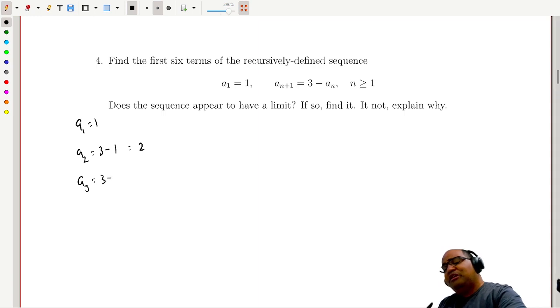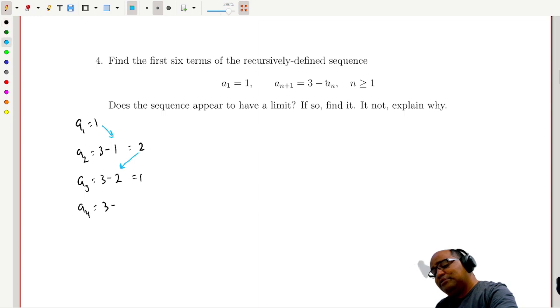A3. We're going to have 3 minus the previous term, 3 minus 2. You see how we're just plugging in all the previous information? So 3 minus 2 is 1. Now let's look at A4. 3 minus the previous term, 3 minus 1 is 2. A5. 3 minus 2 is 1. You probably see the punchline, right? We're just going to wiggle back and forth between 1 and 2. A6 equals 3 minus 1, which is 2.